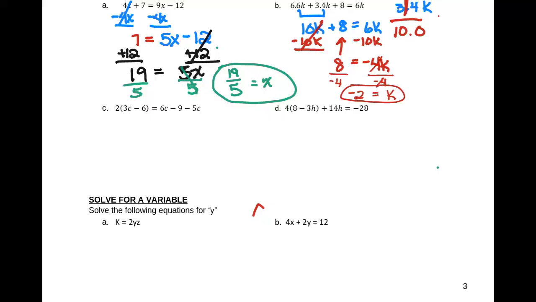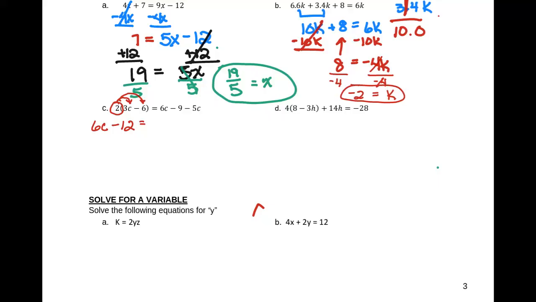I know I'm going to have to, what's that word again? Starts with a D. Distribute. So here you are multiplying 2 times 3C, which is going to be 6C, and 2 times negative 6, there, which is going to be negative 12, equals. Now, look on the right-hand side.